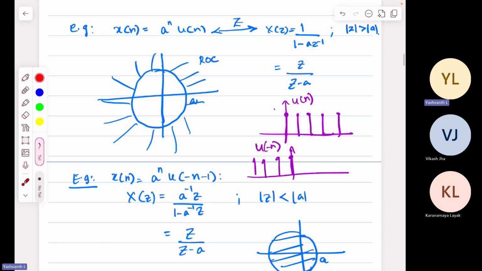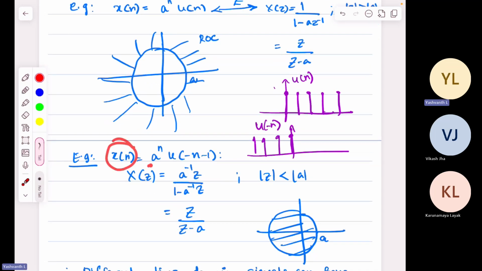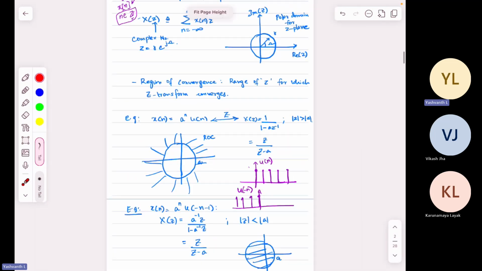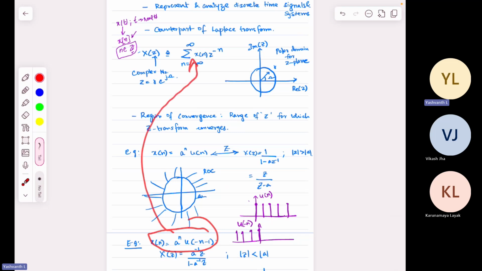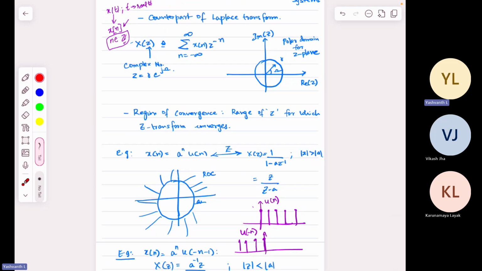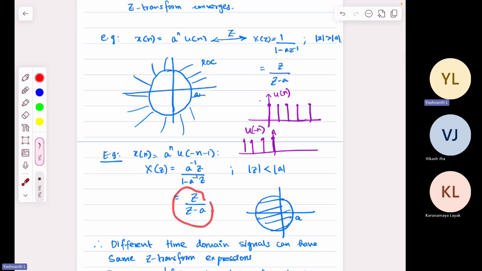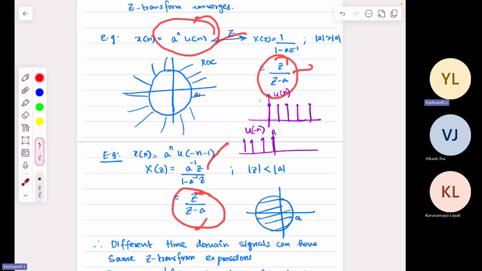Now let's take another example. Let x of n be a power n u of minus n minus 1. Recall that u of minus n minus 1 is a left-sided signal. u of n is a right-sided signal, but u of minus n minus 1 is a left-sided signal. Again, just use the expression above: put this value of x of n into the z transform expression. Whatever answer you get will turn out to be z by z minus a. Note that z by z minus a was for a power n u of n. It is also the z transform for a power n u of minus n minus 1. These are two different signals, but they have the same z transform.